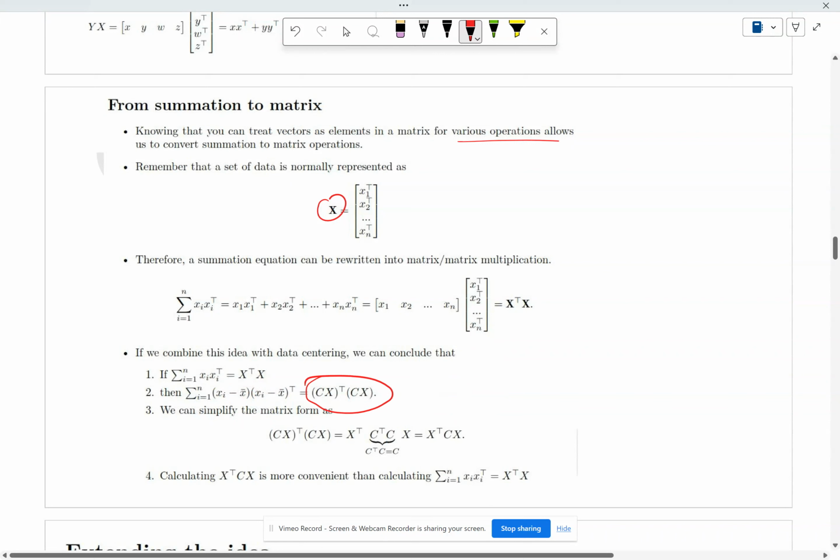And we can further simplify this. If we put the transpose inside, then we flip, it'll be x transpose c transpose right here. And I taught you previously that c is symmetric, and when you have c transpose times c, that's just equal to c itself. Therefore, this summation is equivalent to this matrix multiplication. Much easier to deal with. You'd rather be doing this than this.